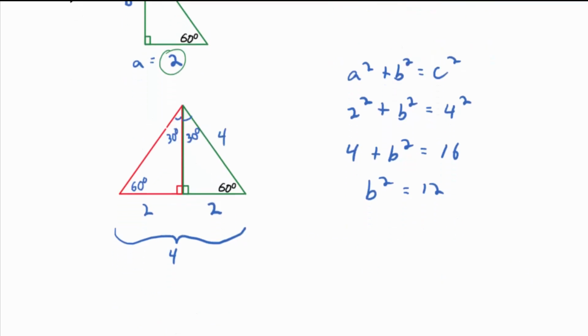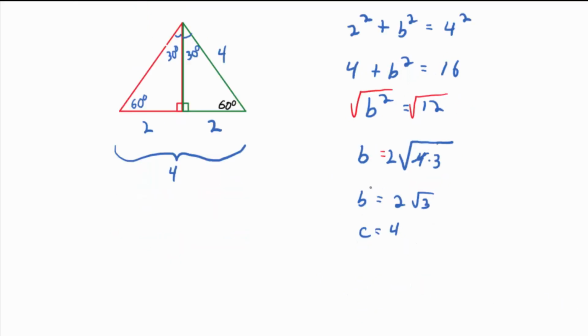So what does b equal? If you take the square root of both sides, you get the square root of 12, right? But 12 is 4 times 3, so how could you break it down? 2 root 3. So b is 2 root 3, and c was 4. So that solves the problem. These were the missing sides, right?